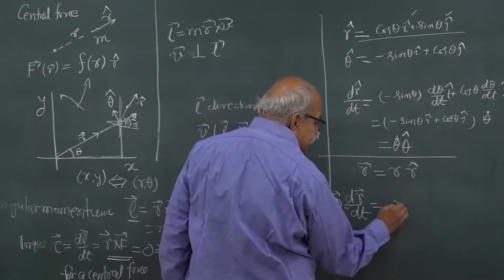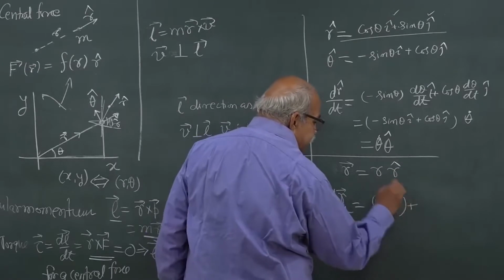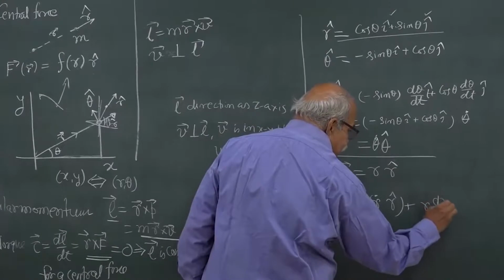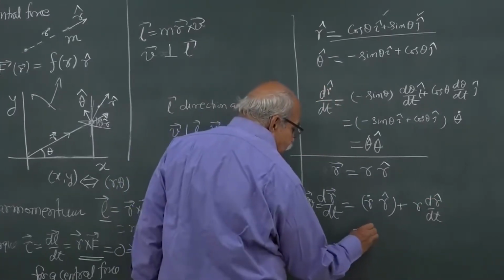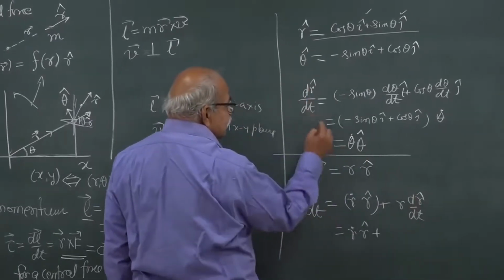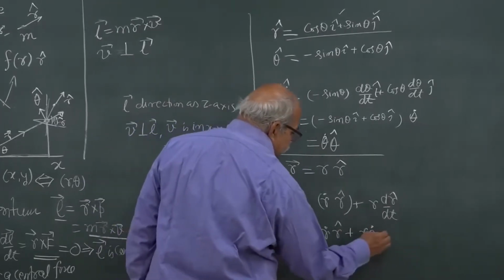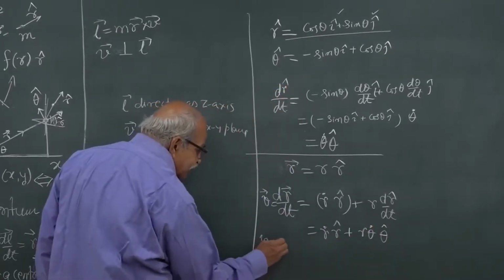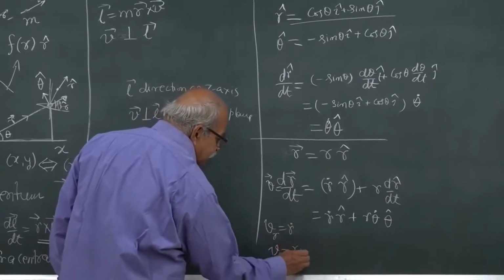So, differentiate this, keeping this as constant, then keep this as constant and differentiate this, and that is equal to r dot r cap, plus r times dr cap dt. dr cap dt is right here. So, it is r and then theta dot and then theta cap. So, the r component is r dot and the theta component is r theta dot.